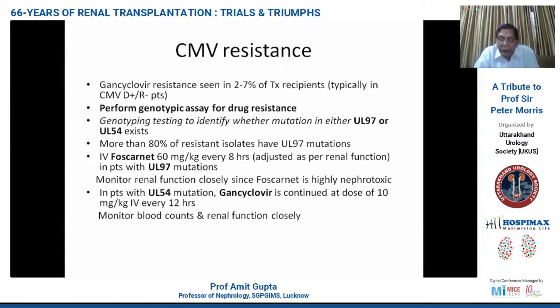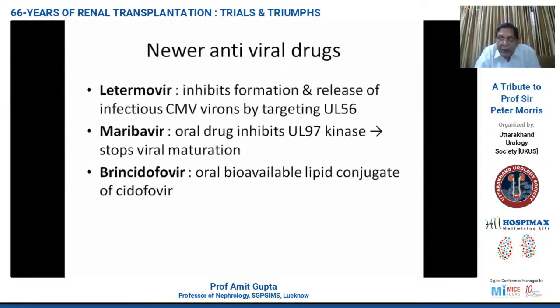If you have a UL97 mutation, people have recommended the use of intravenous foscarnet. For those who have a UL54 mutation, you can use a higher dose of ganciclovir, 10 milligram per kilogram intravenous every 12 hours. The newer antiviral drugs which have been used for CMV are letermovir, maribavir, and brincidofovir, which are now being tested and should be available for clinical use in the near future.